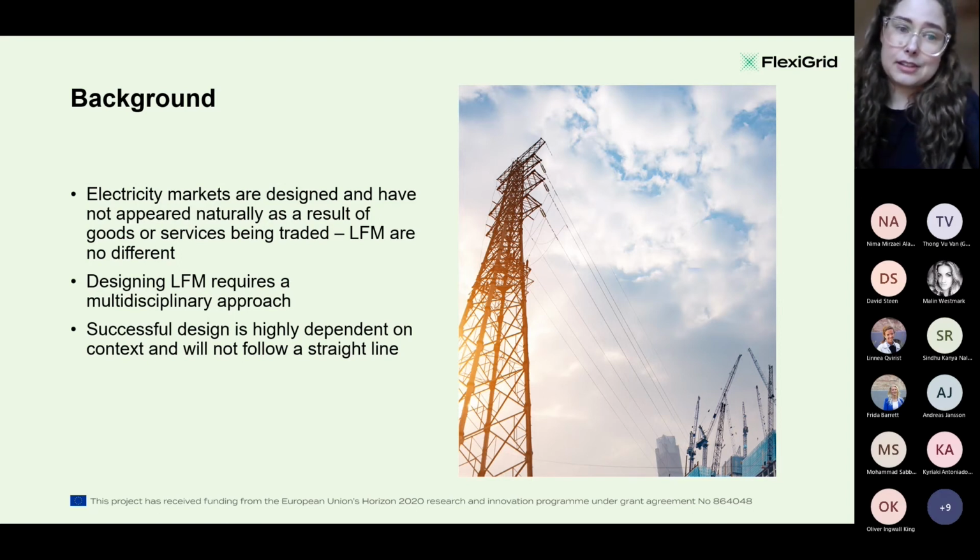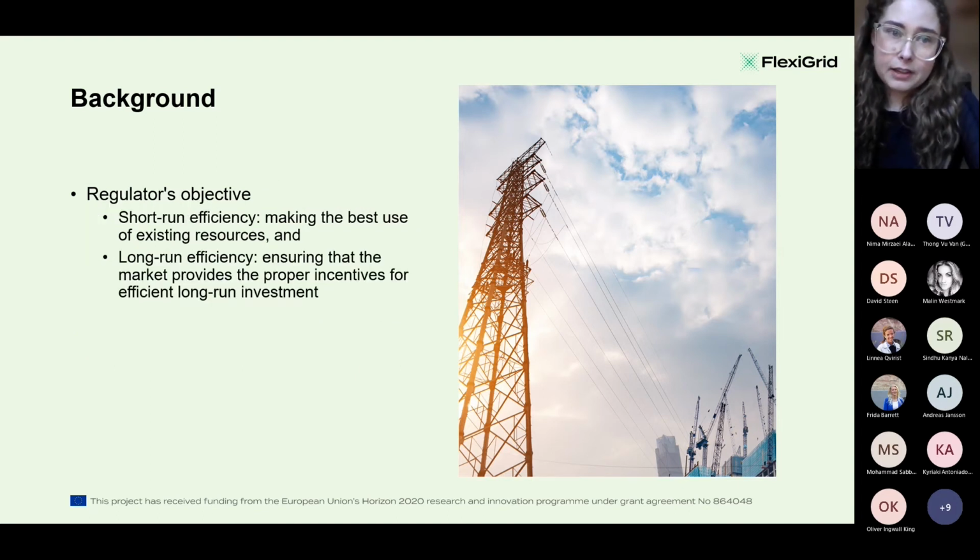So, and also for the design to be successful, we believe that it will be very dependent on the context. It's also important to keep the objectives of the regulator in mind when thinking about these things. In the short run, they want to make the best use of existing resources. And in the long run, they want to ensure that the market efficiently provides incentives for the proper long-run investments by the relevant actors.